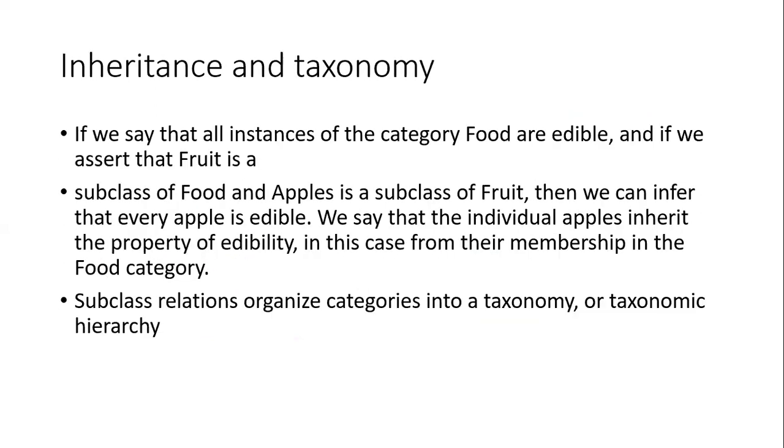Next, inheritance and taxonomy. Inheritance can be explained with an example of a watermelon object. First we have a fruit class. Within the fruit class we have a subclass, edible. With that edible you can take it as a watermelon. Here is an example: assert that fruit is a subclass of food.